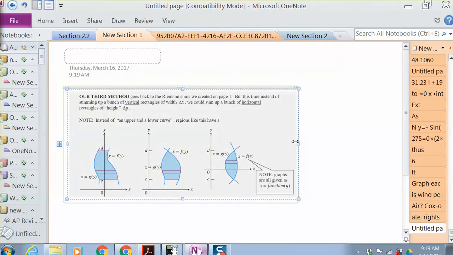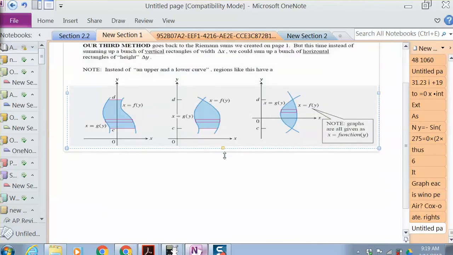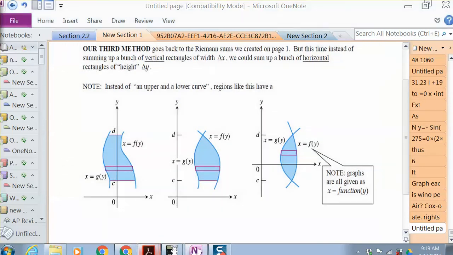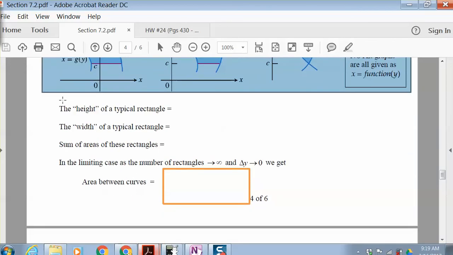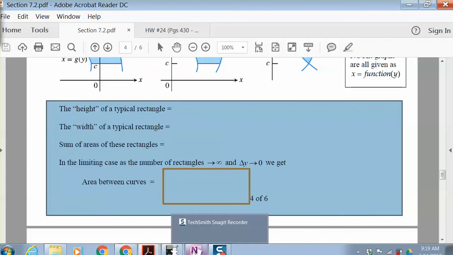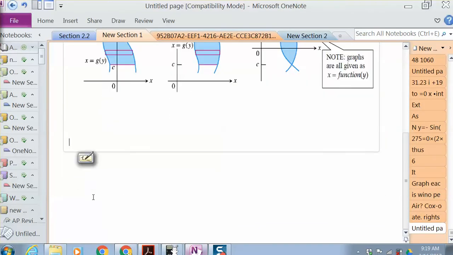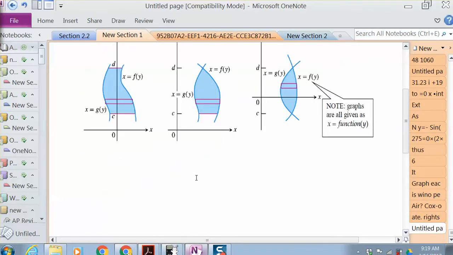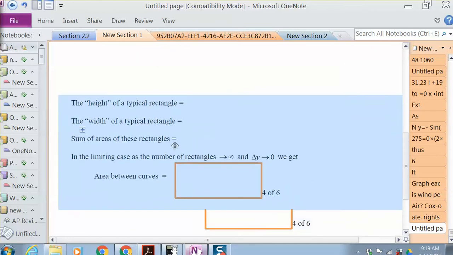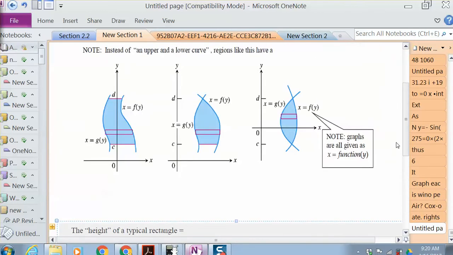So you guys can sort of just watch for now, and then I'll fill out the stuff in the bottom. There we go, perfect.